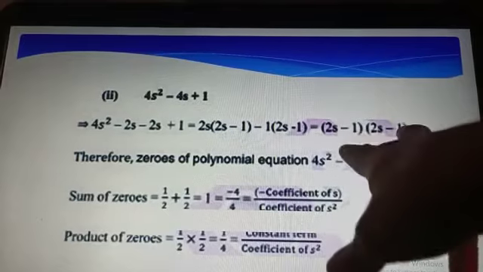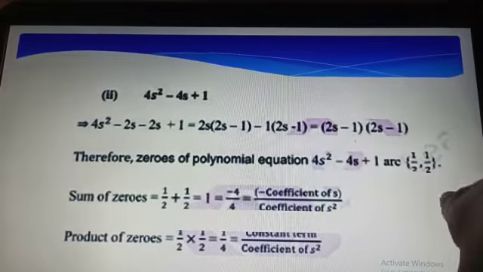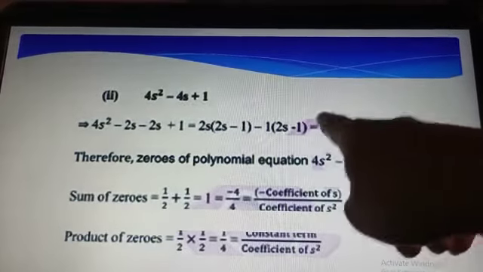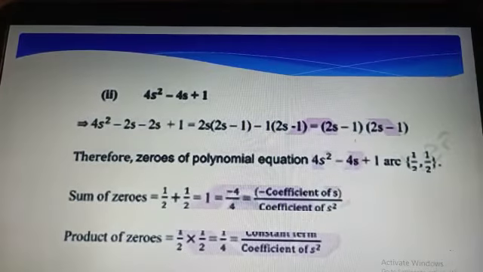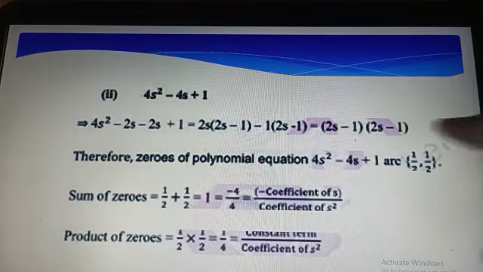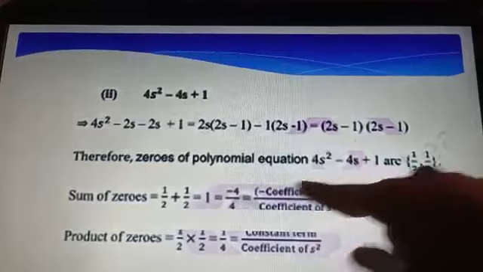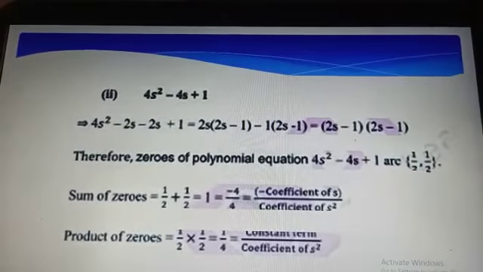So we get the two zeros as 1 by 2 and 1 by 2. Now how do we get this? We take 2s minus 1 is equal to 0. So 2s is equal to 1, s is equal to 1 by 2. So we are getting the zeros of the polynomial as 1 by 2 and 1 by 2.